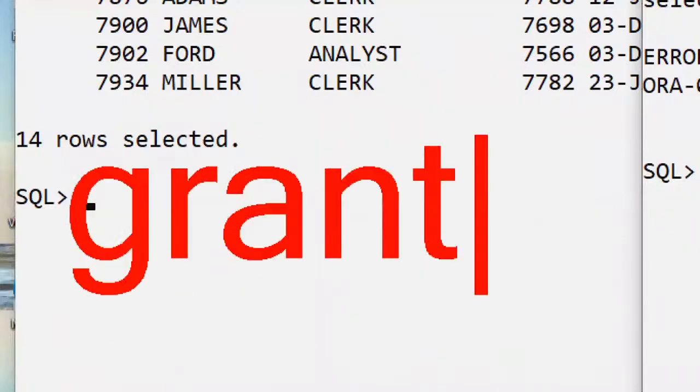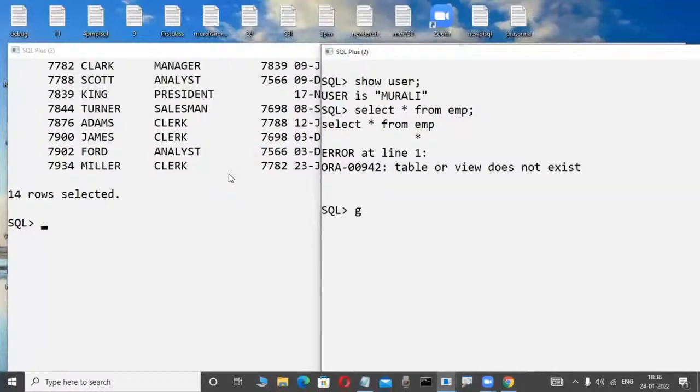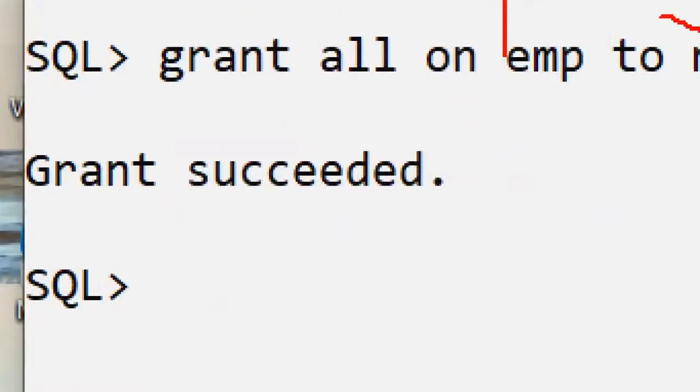Grant is a command. We are learning, don't worry. Now suppose here, through some grant command, they are giving a permission. For example, observe the scenario here. Grant something only. Now check it out. Some permission they are giving only. Granting this table to which employee? Murali employee, they are giving, for example. Grant is succeeded.